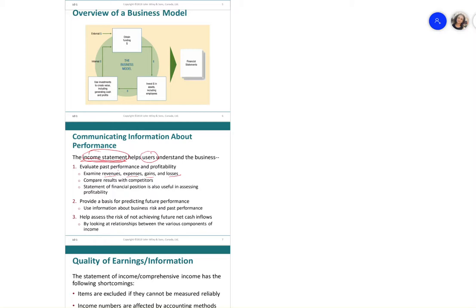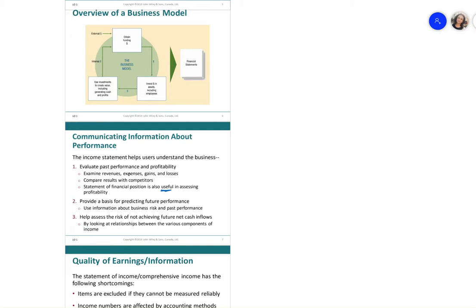The statement of financial position is also useful in assessing the profitability. Of course, if you think about it, what is an income statement? The income statement shows you how much profit the company made. So in that way, it is useful in assessing the profitability.